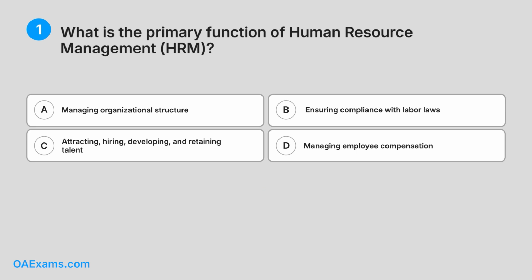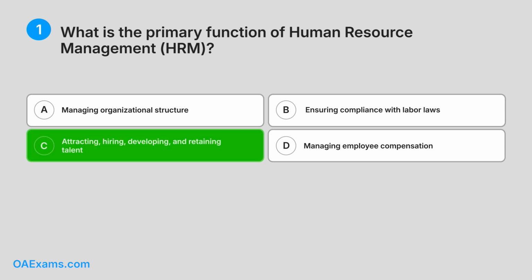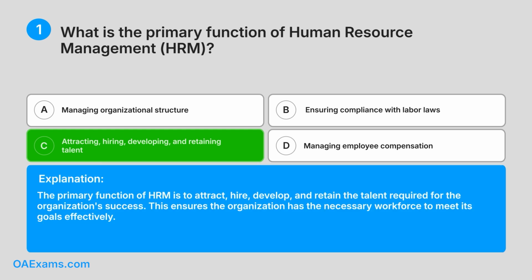Correct answer. C. Attracting, hiring, developing, and retaining talent. Explanation. The primary function of HRM is to attract, hire, develop, and retain the talent required for the organization's success. This ensures the organization has the necessary workforce to meet its goals effectively.